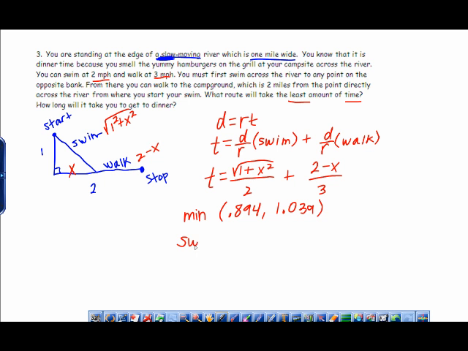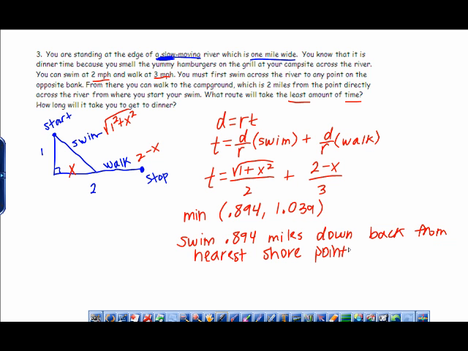All right, so we need to say that we're going to swim. Again, we kind of have the issue of how exactly to explain it. We're going to swim 0.894 miles down, not coast, but down bank, nearest shore point. Okay, so here would be the nearest shore or bank point, and this x right here is this value.